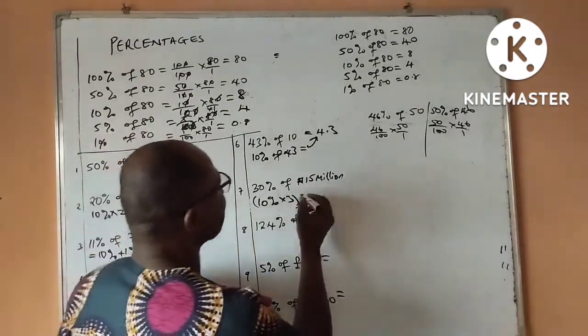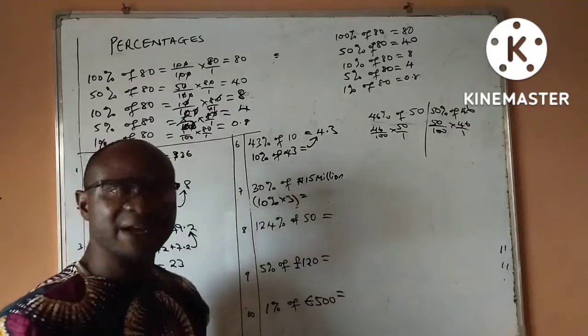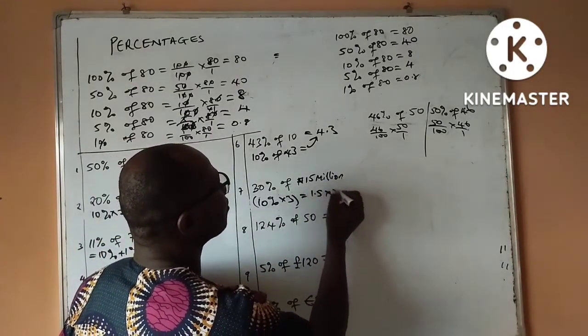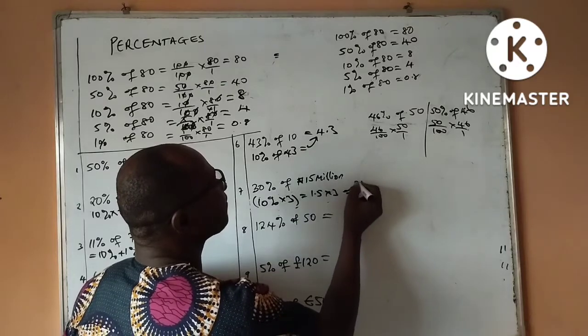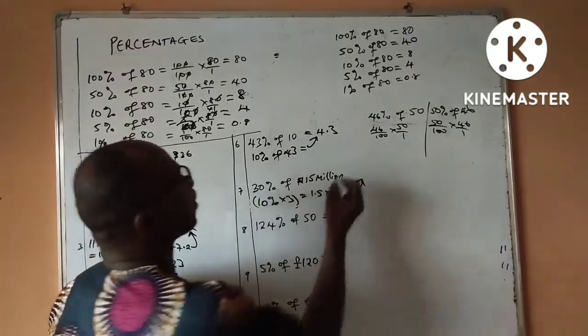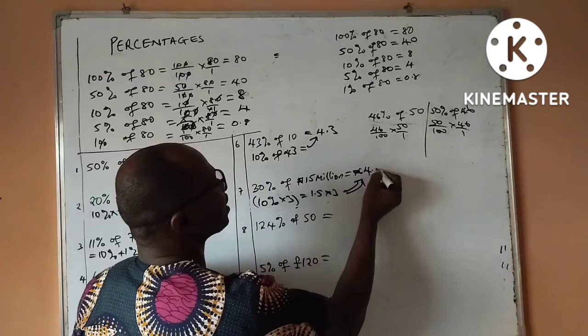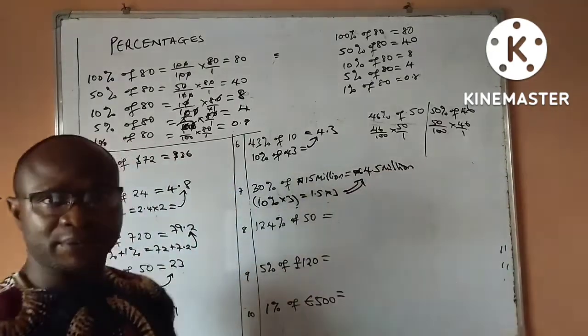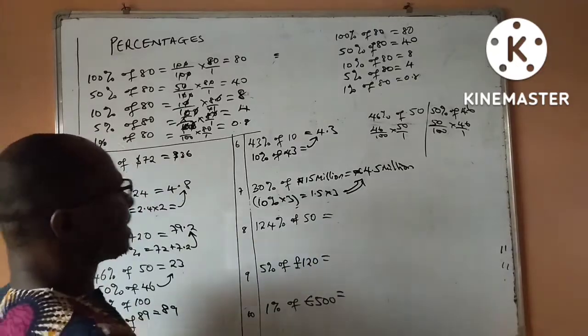So what will I do? That becomes 15 million naira divided by 10. Is going to give me 1.5 multiplied by 3. And 1.5 multiplied by 3 is going to give us 4.5 million naira. Simple and easy. Number 8.